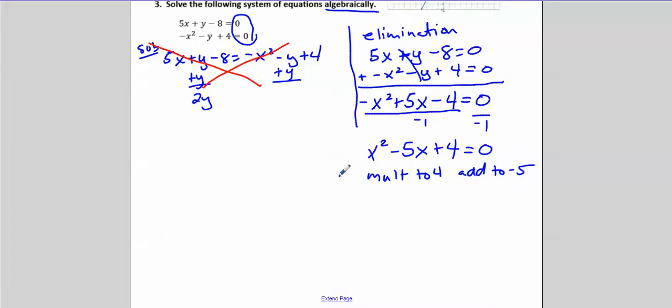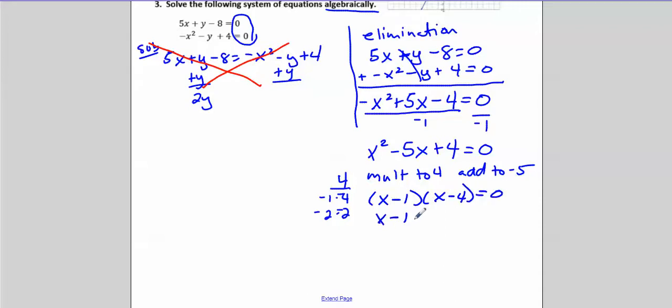So for 4, I'm thinking about 1 times 4, 2 times 2, but to add to a negative, you would have to make both negative. Negative times negative is still positive. So negative 1 and negative 4, those numbers also add to negative 5, so I can factor with those. My factors are x minus 1 times x minus 4 equals 0.